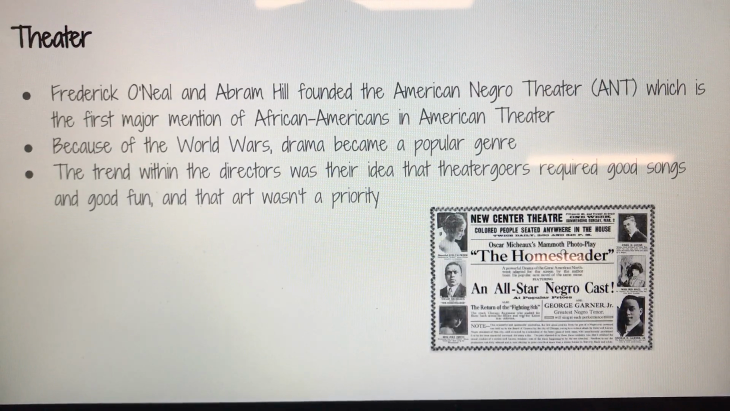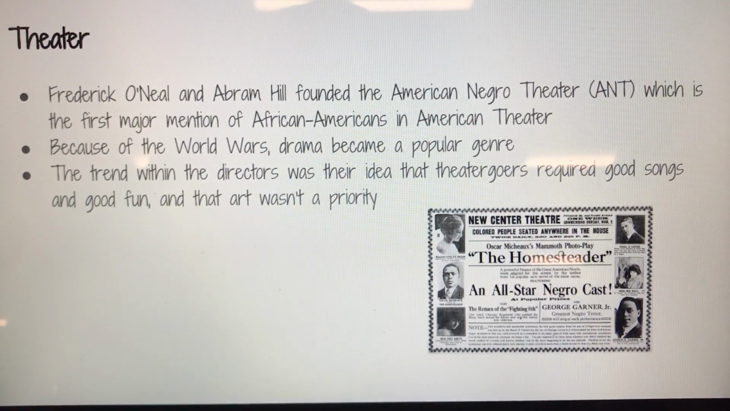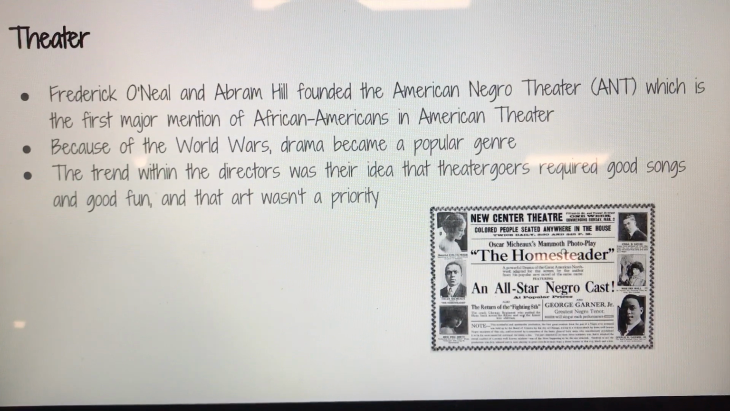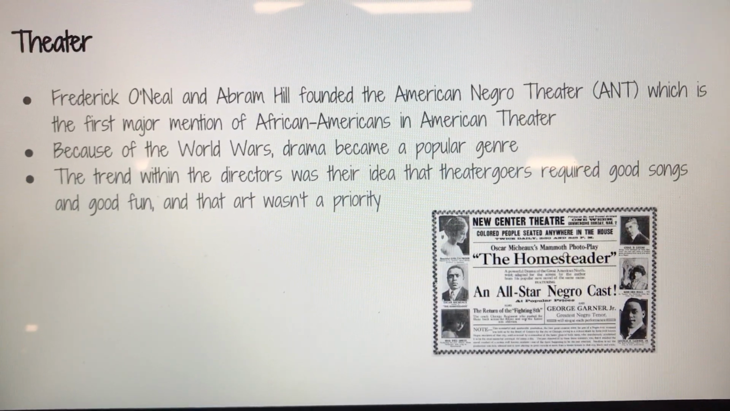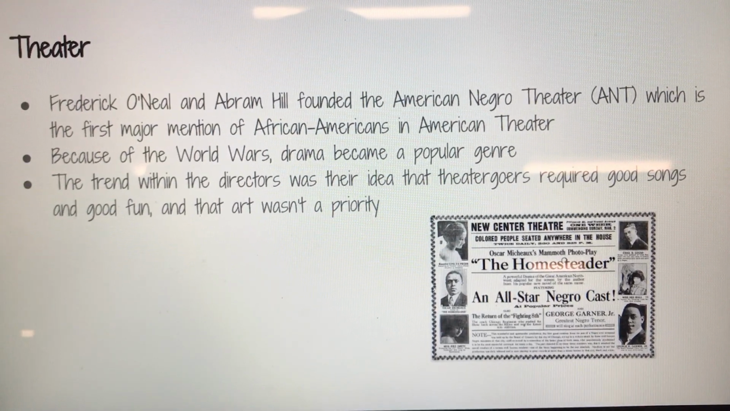Theater. Frederick O'Neill and Abraham Hill founded the American Negro Theater, the ANT, which is the first major mention of African Americans in American theater. Because of the World Wars, drama became a popular genre.